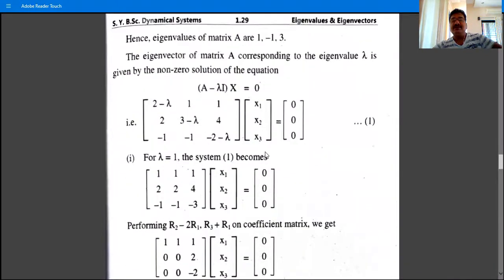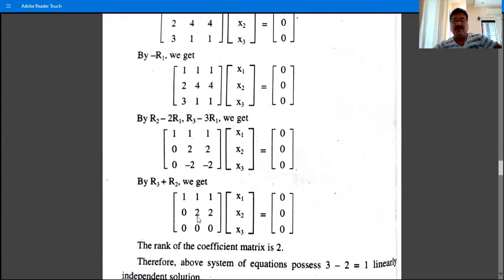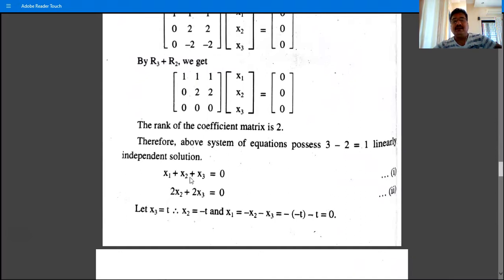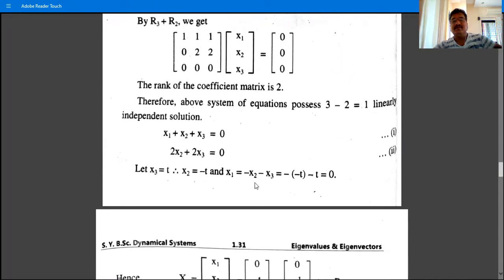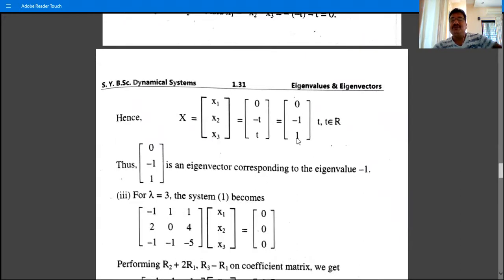Similarly, substitute lambda is equal to minus 1 in this equation number 1, the second eigenvalue. After substituting minus 1, we have this system. Again, reduce the matrix to echelon form. If you multiply the second row by 1/2, then we have 1, 1 at this place, and that is the echelon form. Rewrite the equations. Again there are three unknowns and two equations, so substitute x3 as t. So x2 is minus t, and x1 from this equation is 0. Then x is (0, minus t, t), that is t times (0, minus 1, 1). This is the eigenvector corresponding to eigenvalue lambda is equal to minus 1.